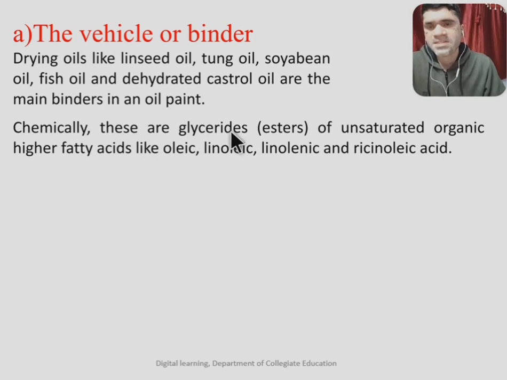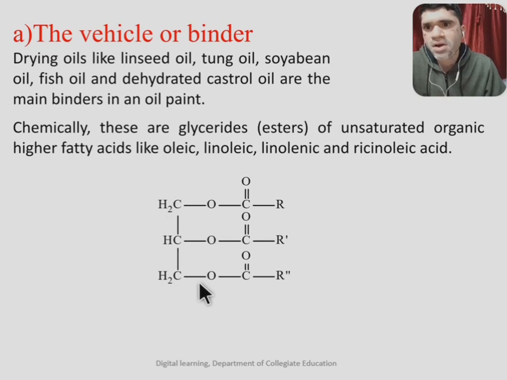Chemically, these are glycerides of unsaturated organic higher fatty acids. What we say for oils is that they are especially triglycerides of unsaturated organic higher fatty acids like oleic acid, linoleic acid, or ricinoleic acid. So this is the structure of oil. This part forms the triglyceride and this forms the unsaturated fatty acid. It may be saturated or unsaturated. In case of unsaturated, they are liquid, they form oils. When this R group is saturated, it will form fat. Some examples include oleic acid, linoleic acid, and ricinoleic acid. So in simple terms, oils are nothing but triglycerides of unsaturated organic higher fatty acids.